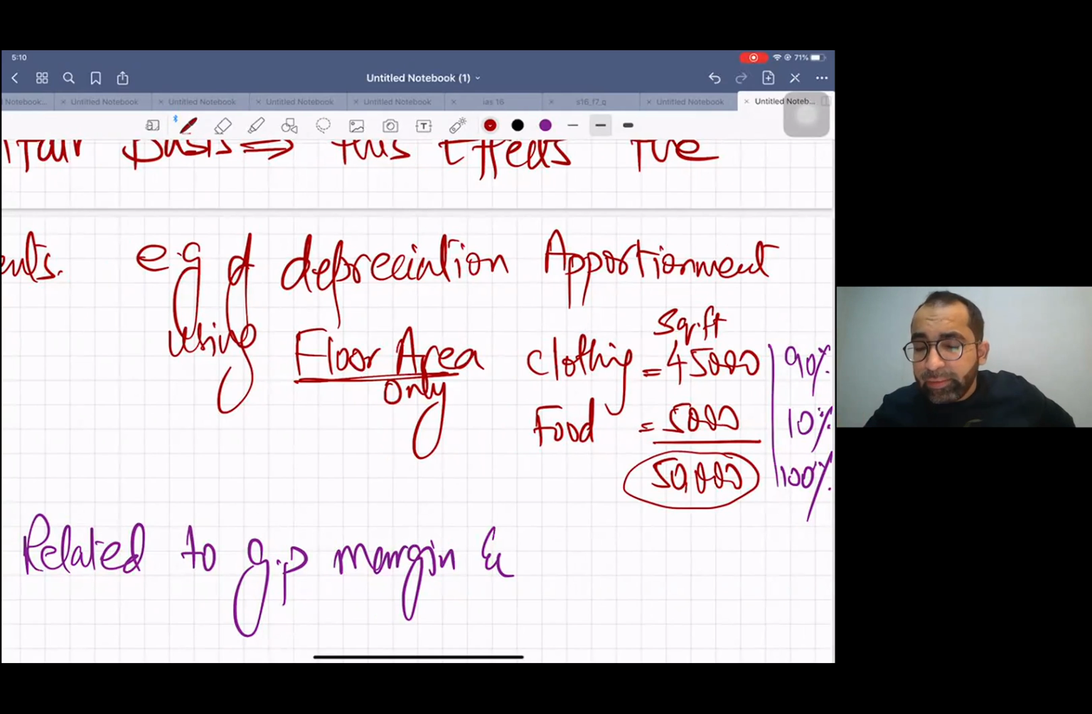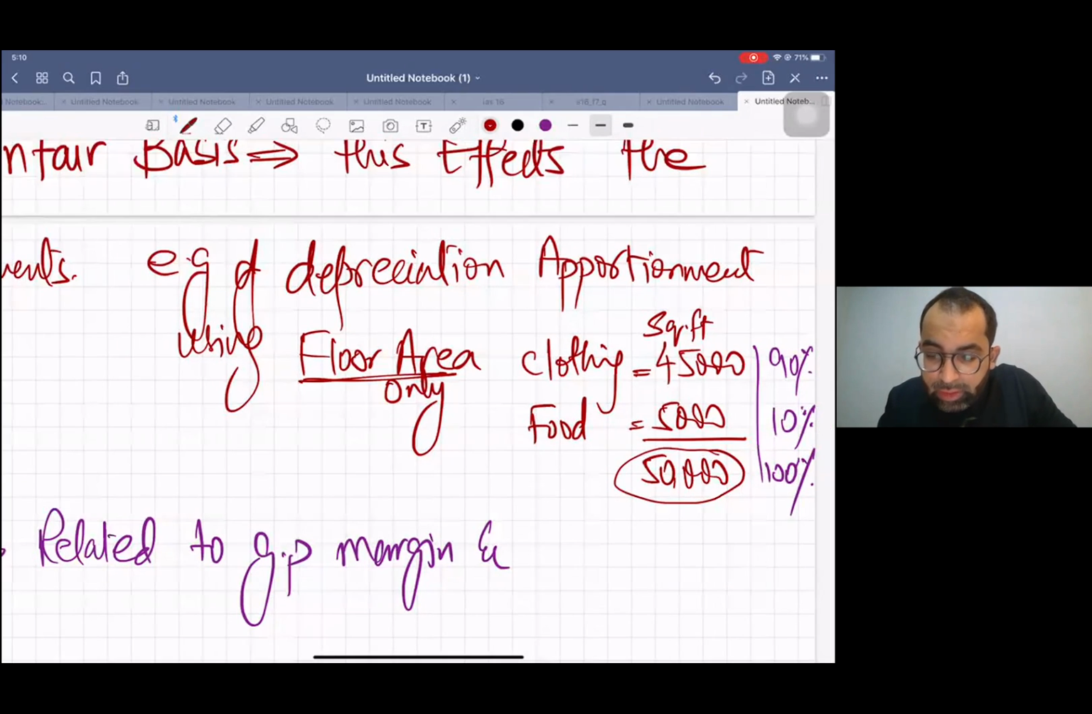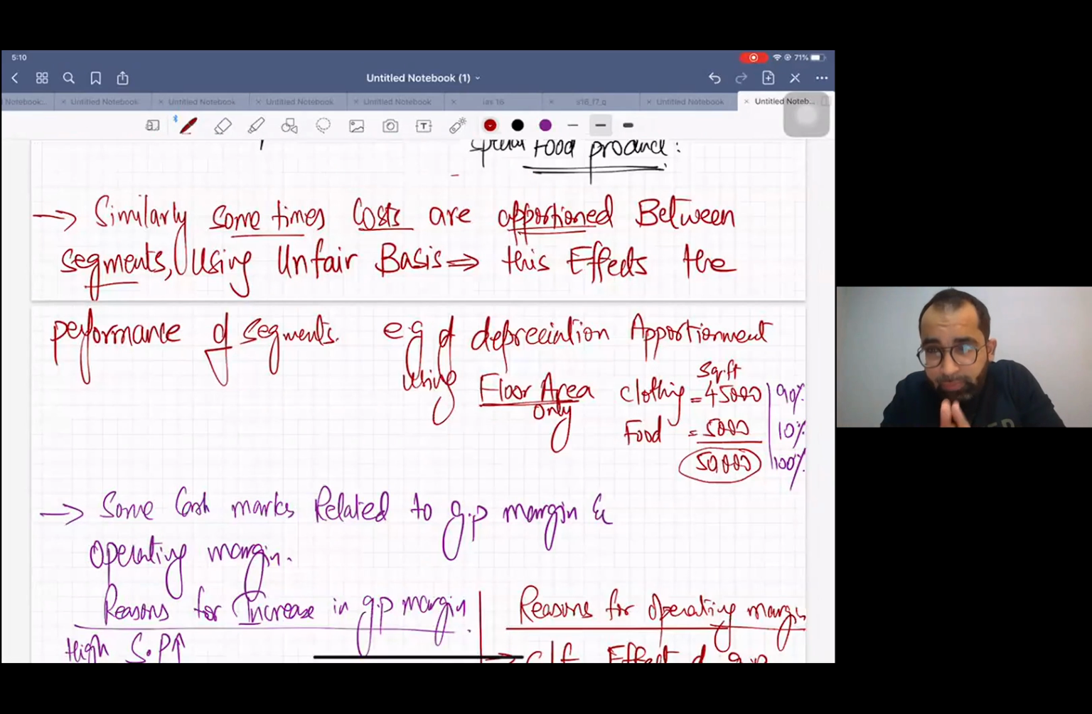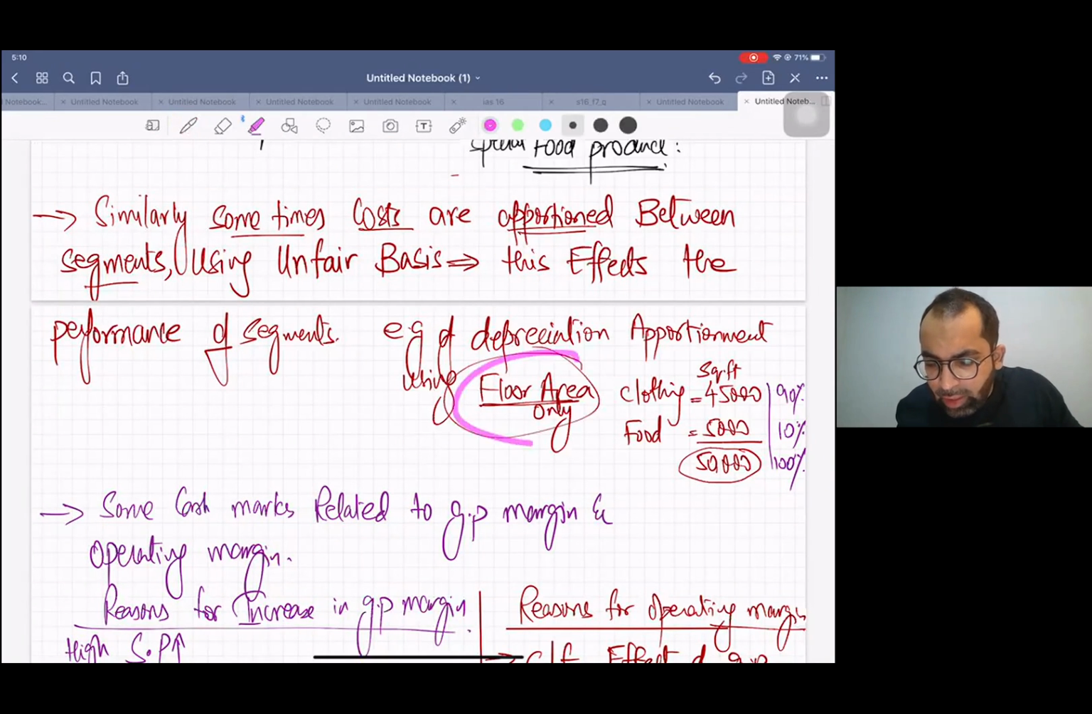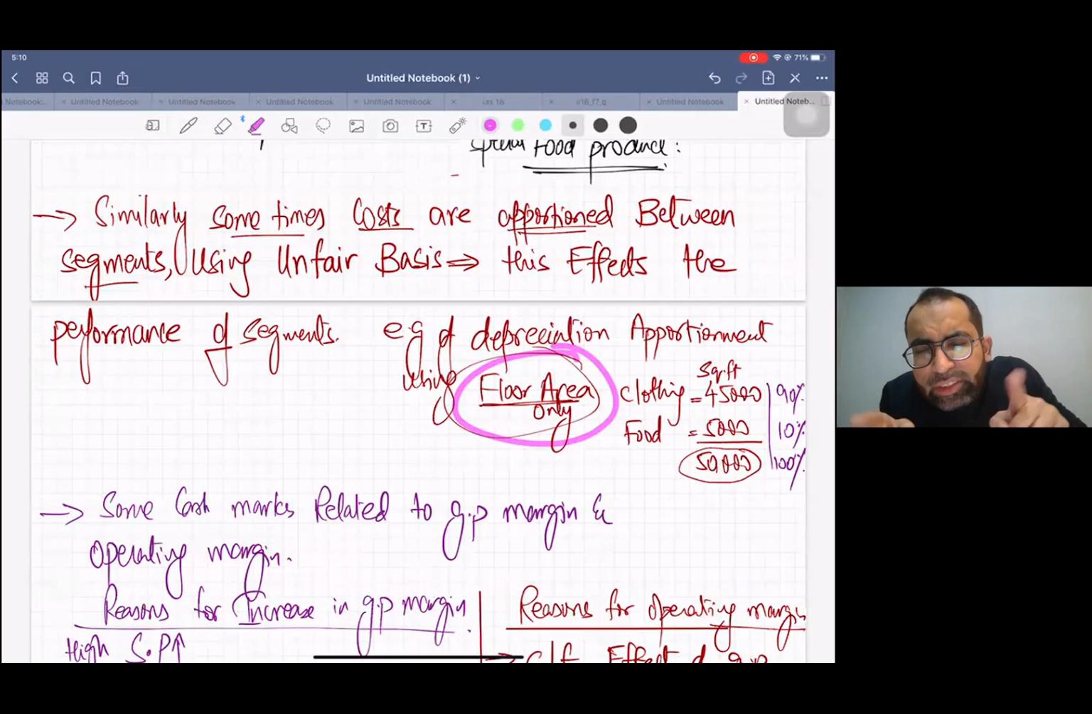Now let's take out the percentage according to floor area. 45,000 divided by 50,000 into 100 is 90%. And 5,000 divided by 50,000 into 100 is 10%. So clothing has 90% floor area and food has 10% floor area. Now in that question it was written that the accountant apportioned all depreciation using the base of floor area. So 90% of the cost must have gone to clothing and 10% he apportioned to food because food has less area.